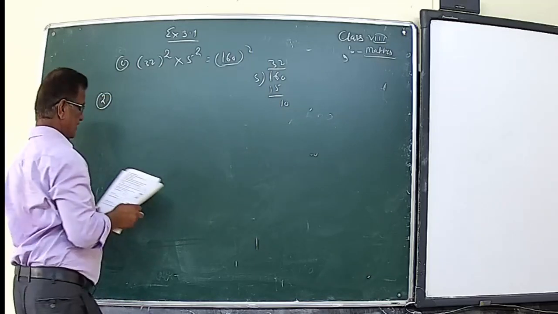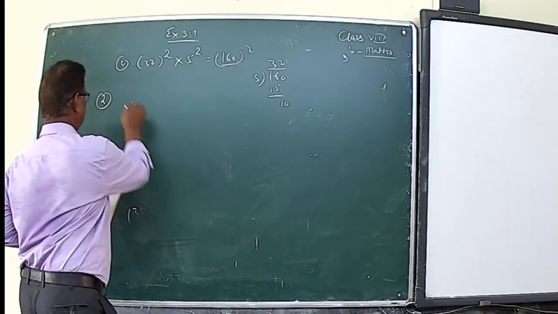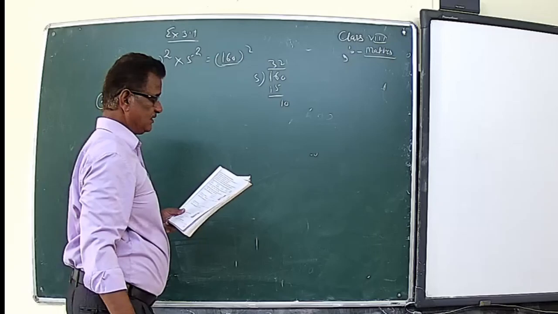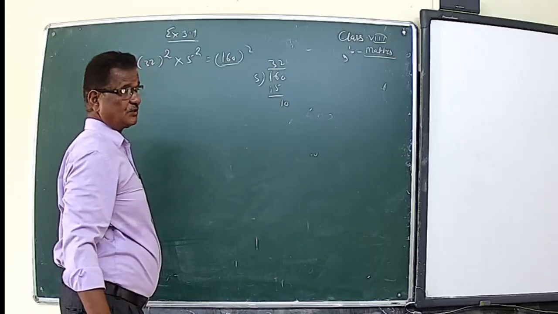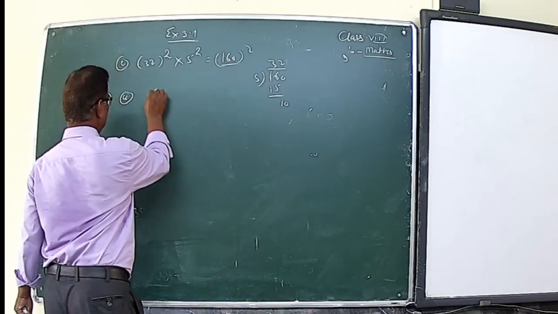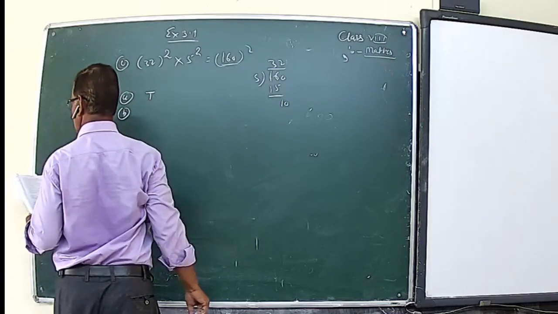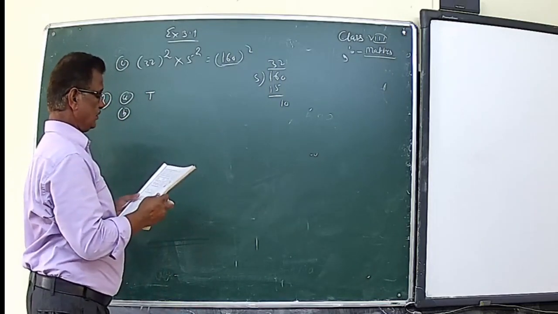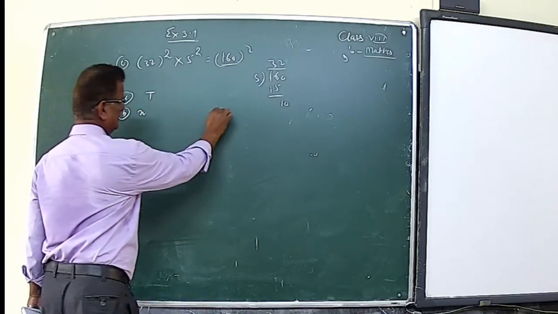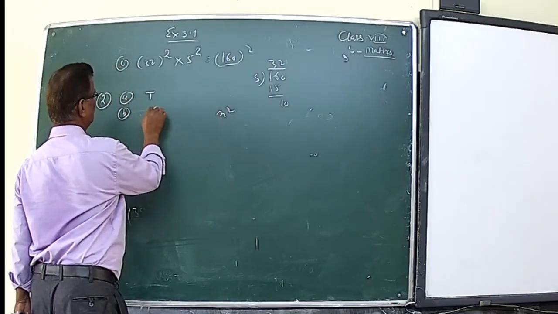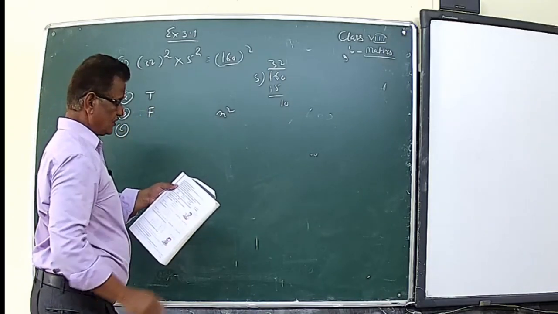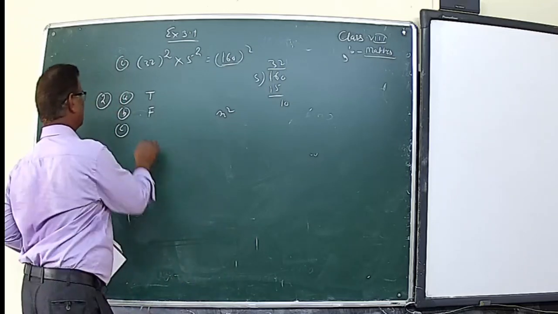Second question. Write true or false. First, the square of a natural number cannot end with 2, 3, 7 and 8. Yes, it is correct, the square of a number never ends with 2, 3, 7 or 8. Yes, it is true. The square of the number n is denoted by n square, but here n to the power 4 is given, so that is false. B, the square of a number can be negative. No, that is false.